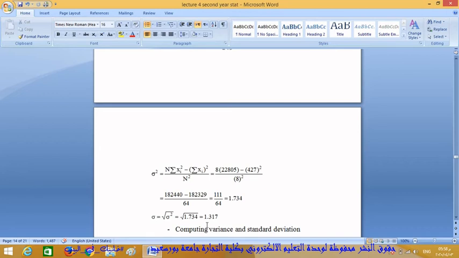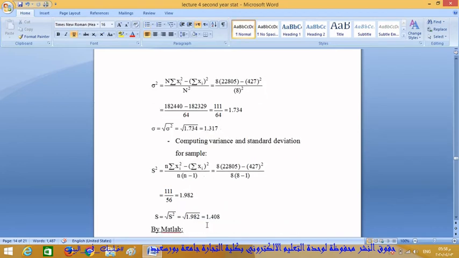Then computing the variance and the standard deviation for a sample, s squared equals 1.9. So the variance for a sample is larger than the variance for population. Why? Because we divided by n minus 1, and for population we divided by n. Here, instead of n squared, it is n multiplied by n minus 1. So the variance of a sample must be larger than the variance for population, and consequently the standard deviation of the sample is larger than the standard deviation for a population.